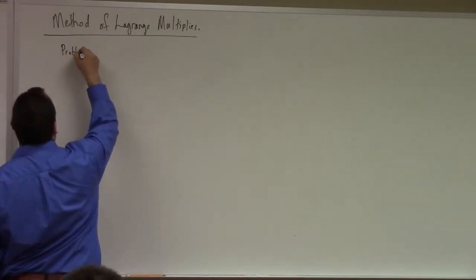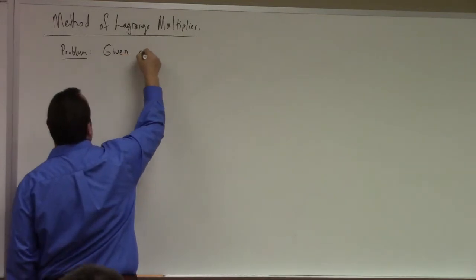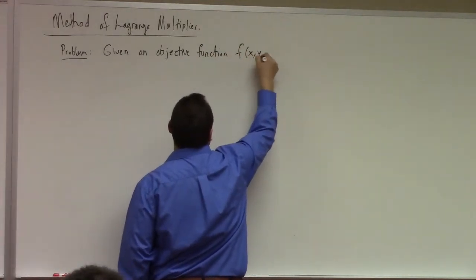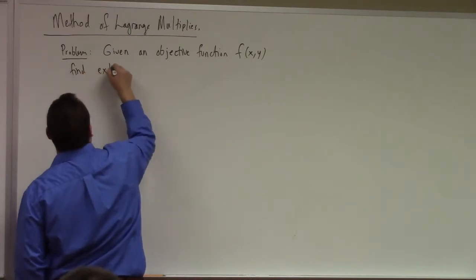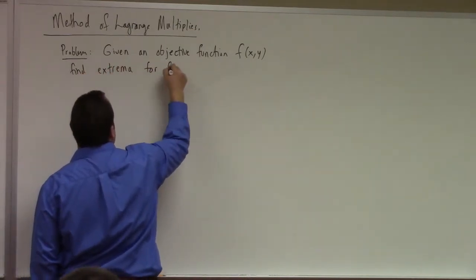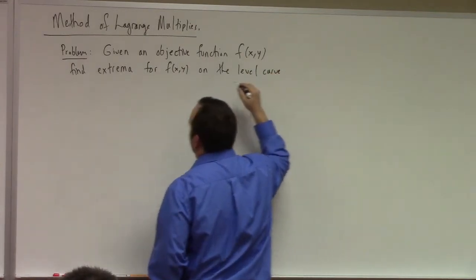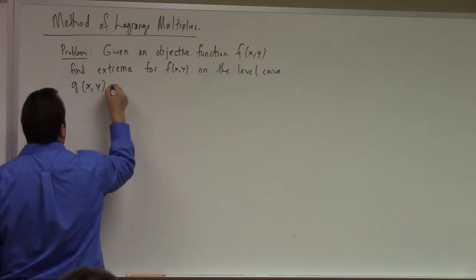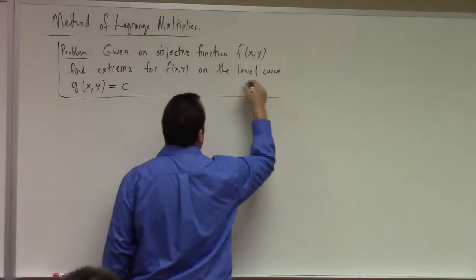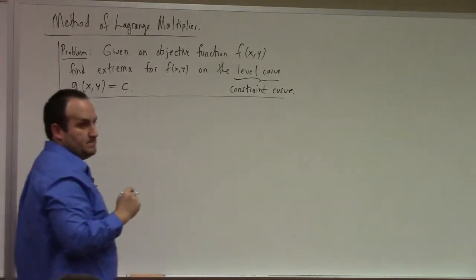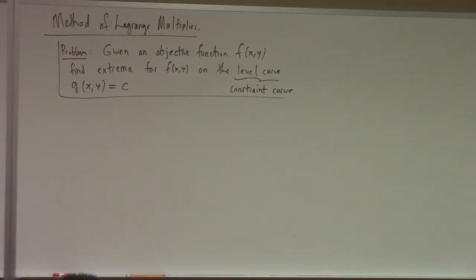So here's the problem. Given an objective function, so that's the thing we want to optimize. Let's call that f of x, y. Find extremal points, extrema, for f of x, y on the level curve g of x, y equals a constant. So this level curve is also called the constraint curve sometimes. So let me derive the method of Lagrange multipliers for you before I even use it.